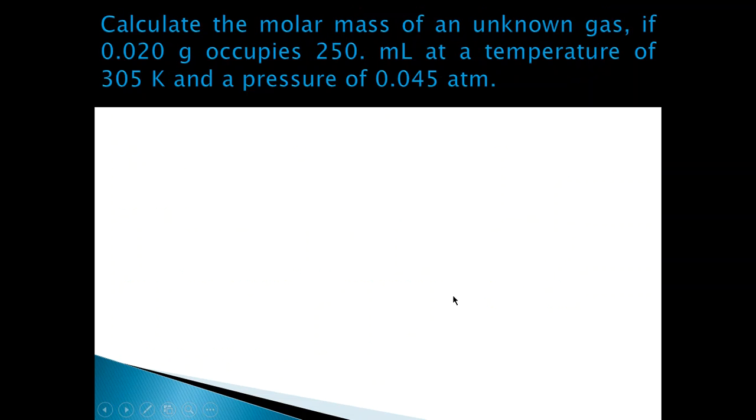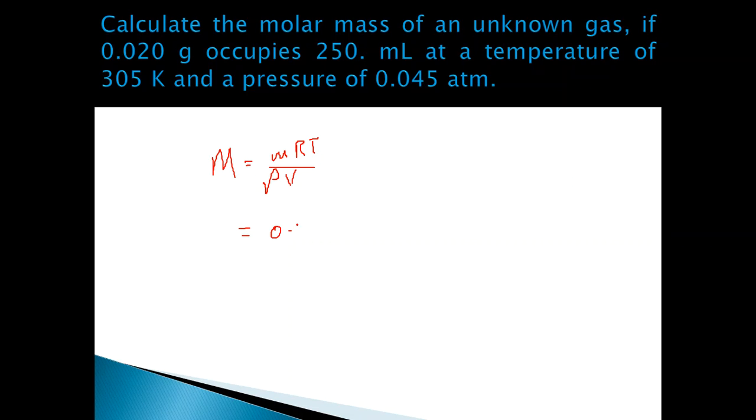We can use that equation to solve a problem of this type. In this question, they're asking for the molar mass of a gas. They gave you the mass in grams, the volume in milliliters, the temperature in Kelvin, and the pressure in atmospheres. So remember, the equation is uppercase M equals lowercase m RT over PV. All we have to do is put the numbers in.